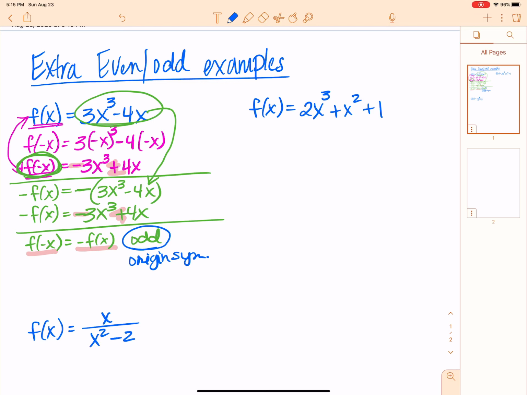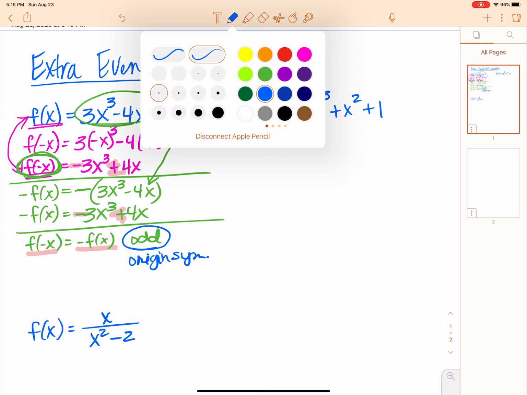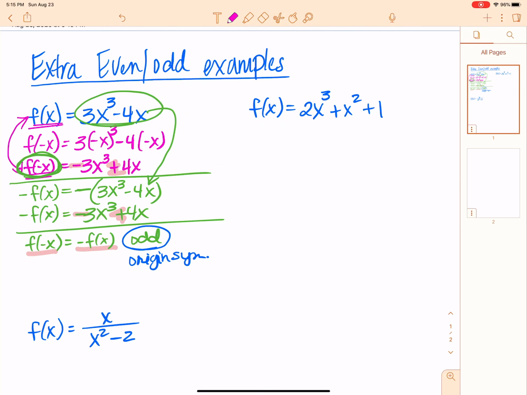All right, so let's look at the next one. Use a different color here. So I'm going to go through the same process. I want to prove whether or not this function, f of x equals 2x cubed plus x squared plus 1, is even, odd, or neither.